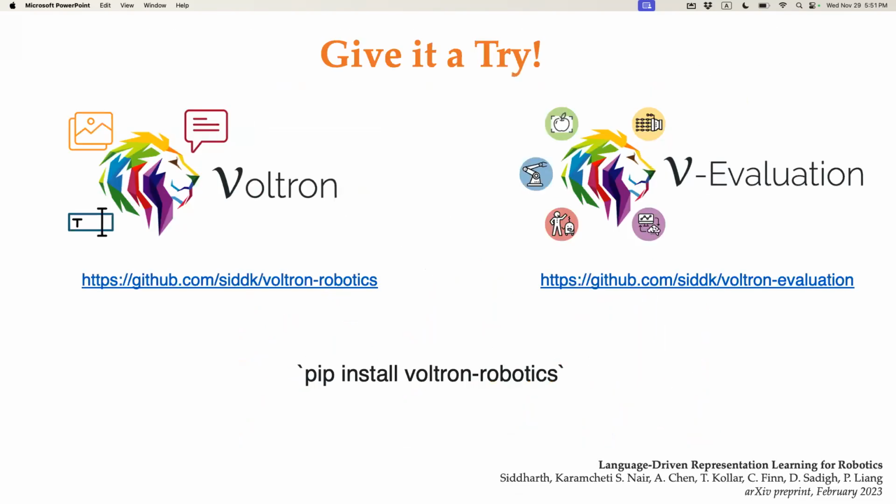So this is open source. You could pip install Voltron Robotics. Anywhere you're calling the ResNet, you can call Voltron. Please use it. Let us know how it goes.